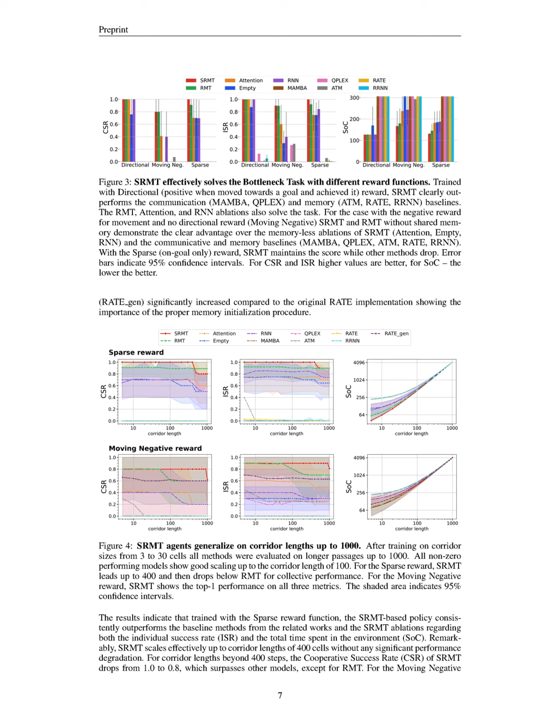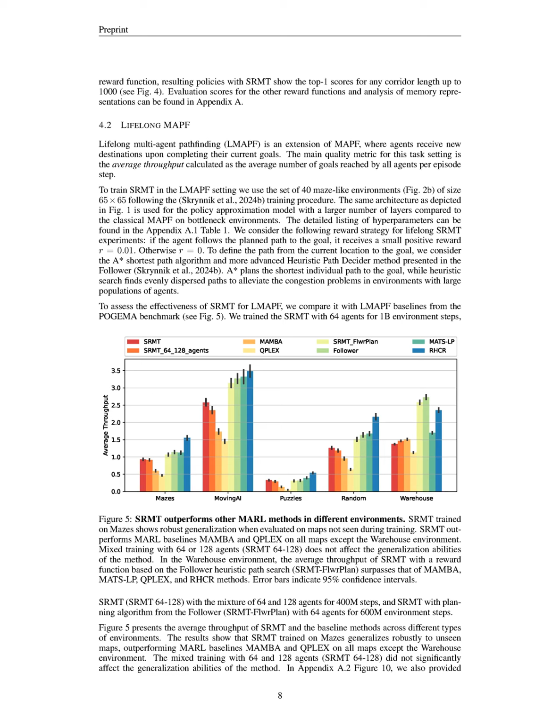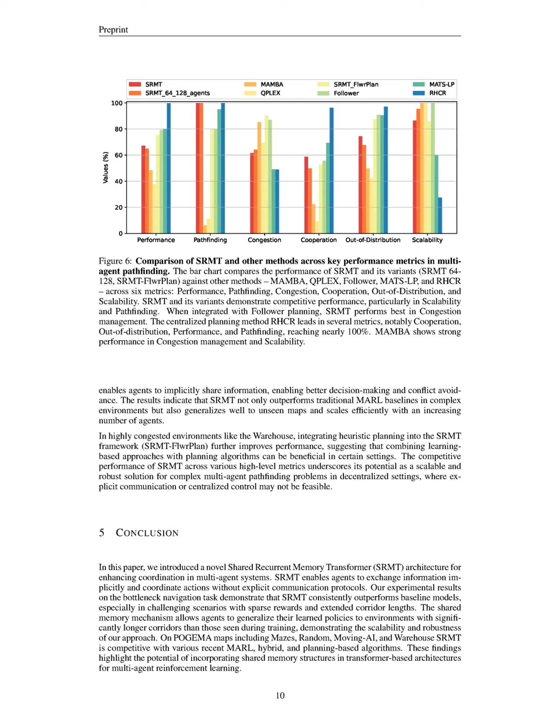Additionally, SRMT maintained competitive performance in environments with corridor lengths up to 1,000 cells, showcasing its scalability and robustness. In the lifelong multi-agent pathfinding, LMAPF, setting, SRMT outperformed baselines across various maze-like environments, demonstrating its ability to generalize effectively to unseen maps. Furthermore, when integrated with heuristic planning, SRMT surpassed other methods in highly congested environments, indicating that combining learning-based approaches with planning can enhance performance in complex scenarios.